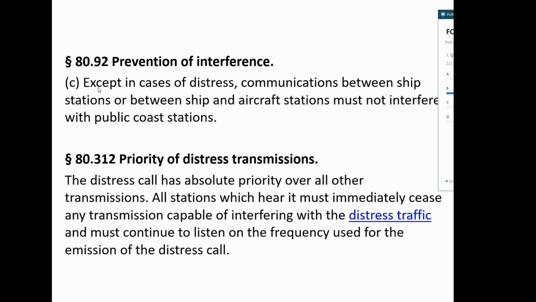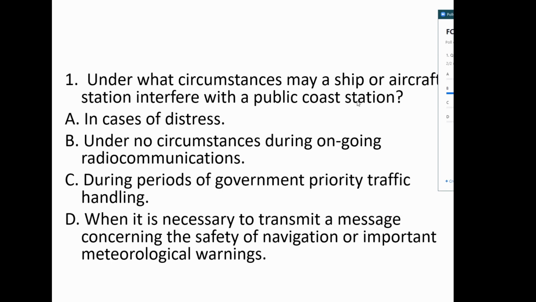And even the first one does say, except in case of distress, communications between the ship or between ship and aircraft must not interfere with the coast. All right, and here's the question. Under what circumstances may a ship or an aircraft station interfere with a public coast station? Almost verbatim what we were just talking about.